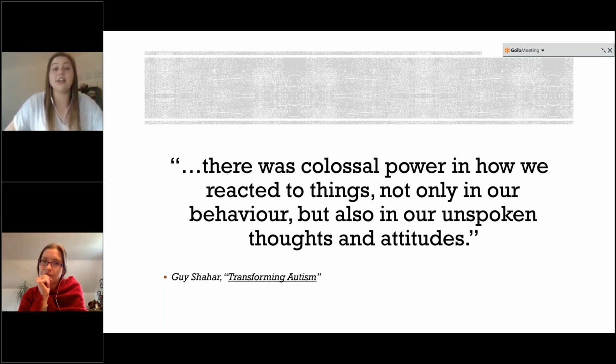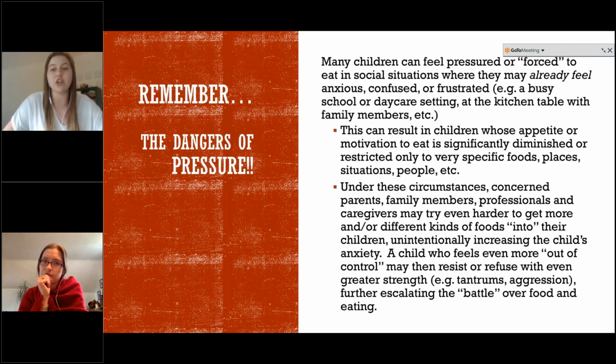And just another important note to put in, there are pressure situations with food. It's very important that you don't have your child feel pressured or forced to eat in this situation, because they may already feel anxious or uncomfortable. So it's meeting them where they are. How are they feeling right now? And what can I do to make them more comfortable and to make them feel more safe?